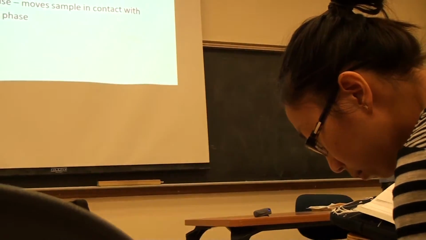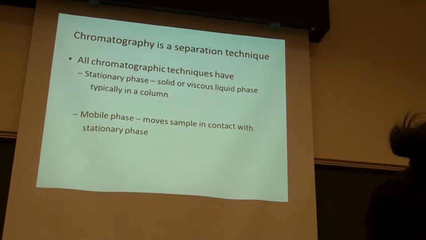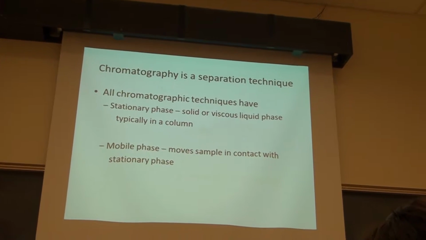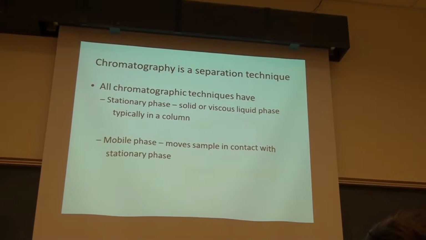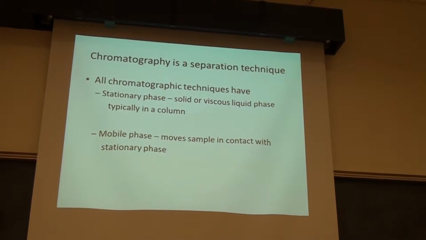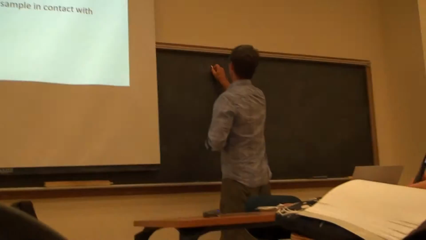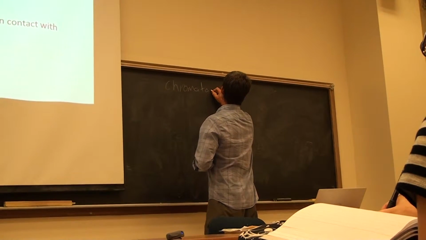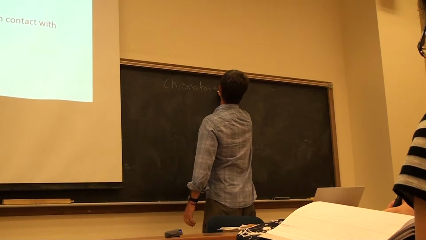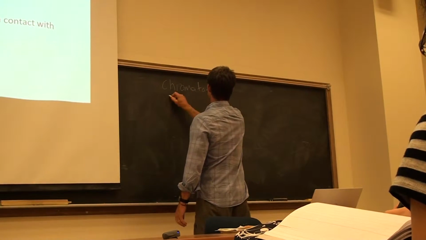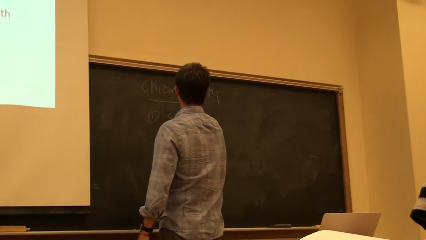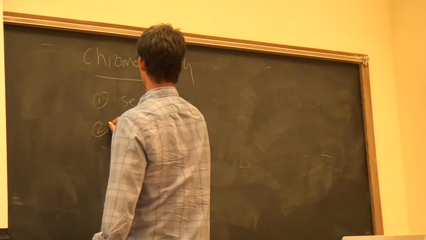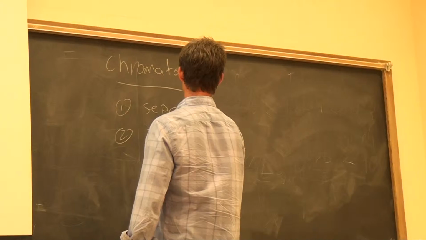Okay. The fundamental principle of chromatography that we're going to be talking a lot about is that the goal is to separate compounds so that you can then detect them. And so when we think about chromatography, all we want to do is to separate, and then we want to have some way to detect.